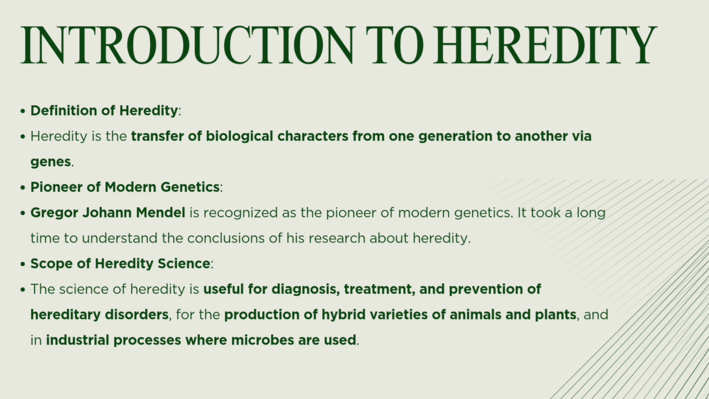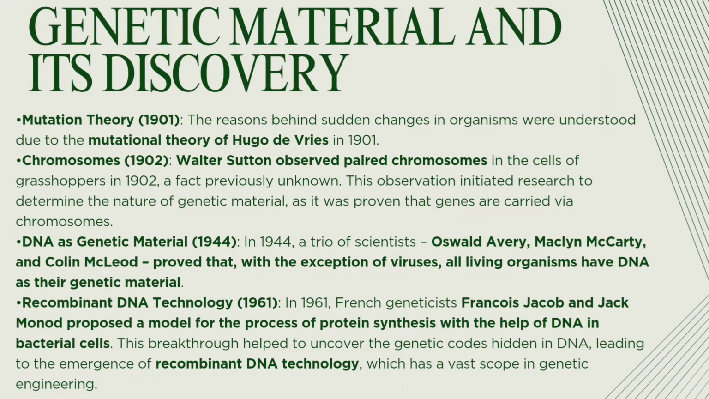using microbes in industry. In 1901, Hugo de Vries proposed the mutation theory to explain sudden changes in organisms. Walter Sutton discovered chromosomes in 1902. Later, in 1944, Avery, McCarty, and MacLeod proved DNA as the genetic material. By 1961, Jacob and Monod introduced a model of protein synthesis, leading to recombinant DNA technology.